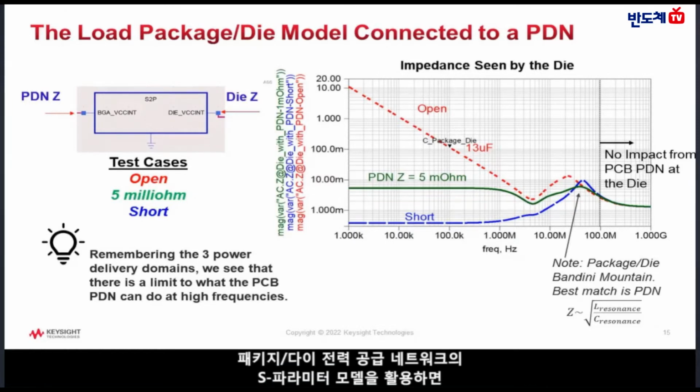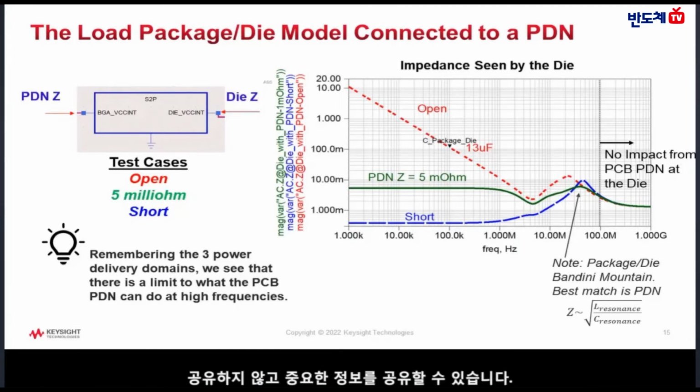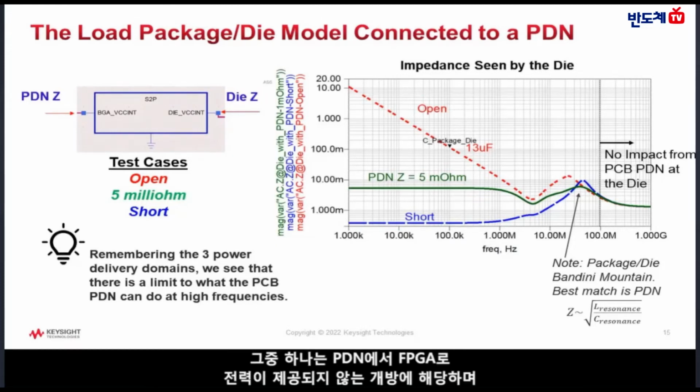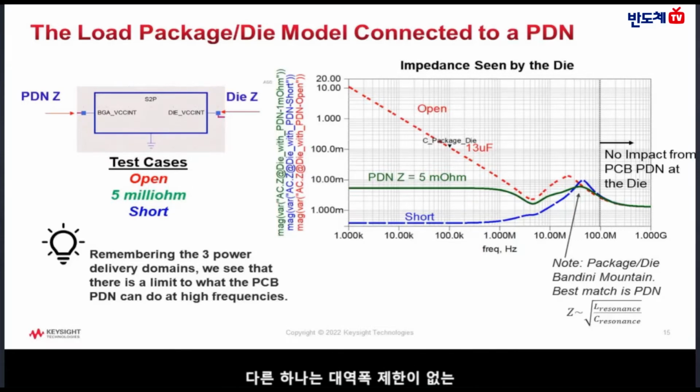An S-parameter model of the package die power delivery network enables valuable information to be shared on the frequency-dependent behavior of the FPGA without the need to share proprietary internal design information. This simple black box S-parameter behavioral model of the package die makes it possible to connect 3 test case PDN designs to it. One is an open with no power delivered from the power delivery network to the FPGA. One is a matched 5 milliohm impedance PDN, which is an ideal PCB PDN with no limit on the bandwidth.